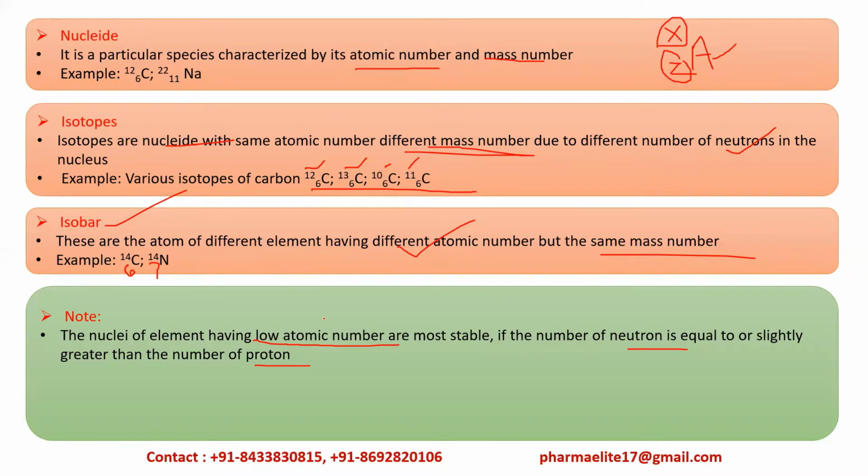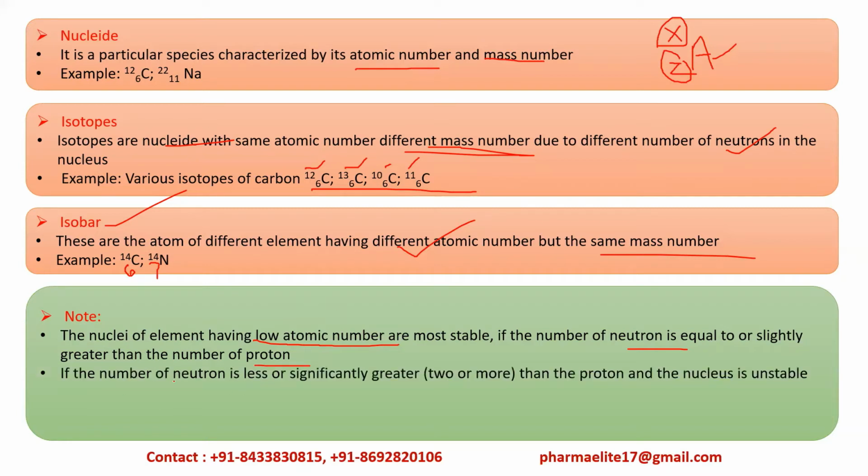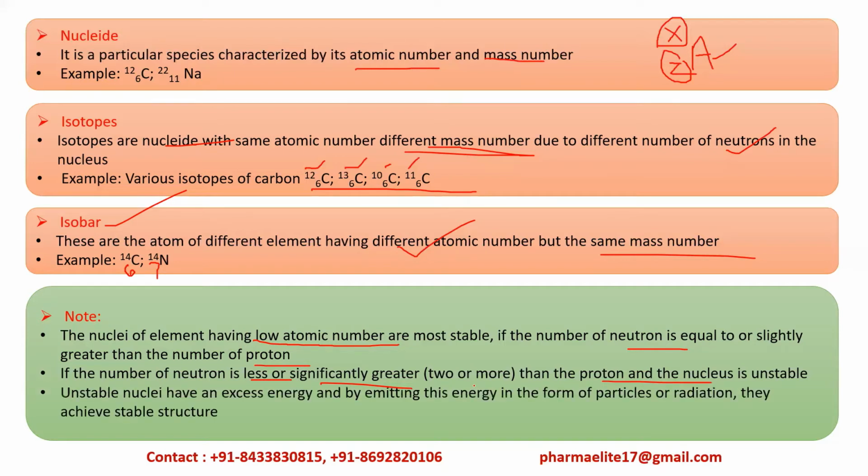ओके, एंड ड्यू टू दैट अनस्टेबलनेस, रेडियोएक्टिविटी सेट्स इन टू मेक दैट अनस्टेबल न्यूक्लियाई द स्टेबल वन. ओके, अगर स्लाइट वेरिएशन है, बहुत कम वेरिएशन है, then it's not a problem, but whenever there is a huge variation, then radioactivity will take place to make the nuclei stable. Okay, so if the number of neutrons is less or significantly greater, 2 or more, then the proton and the nucleus is unstable.